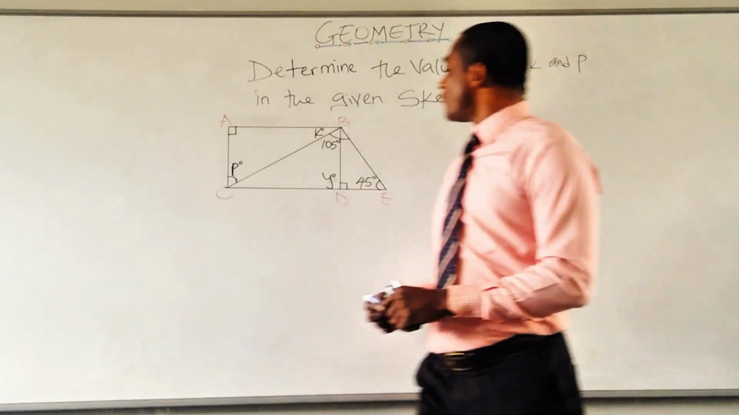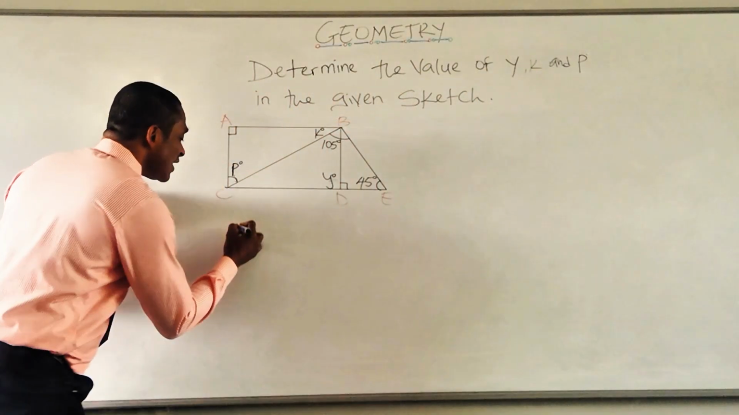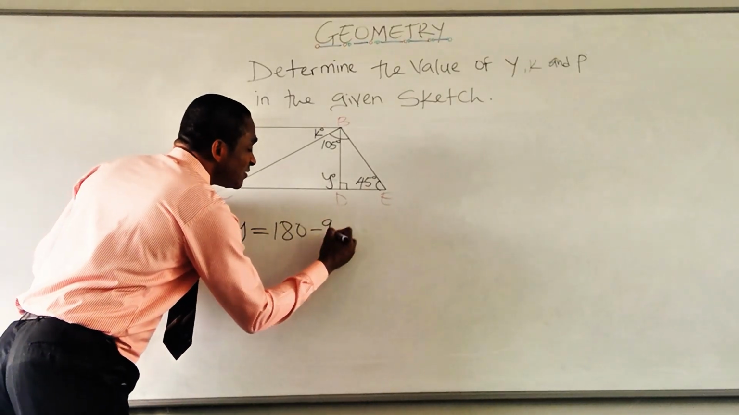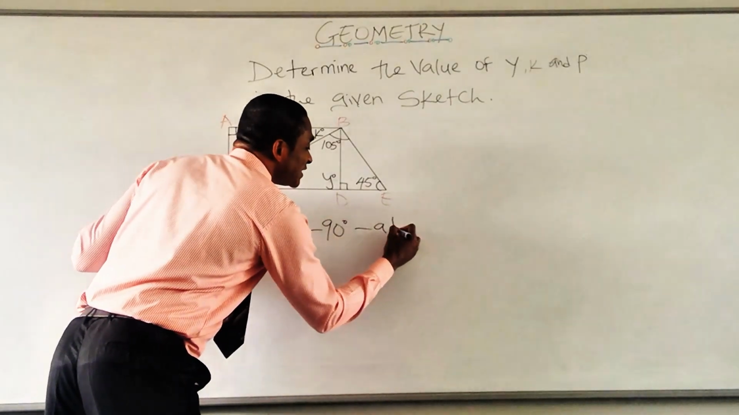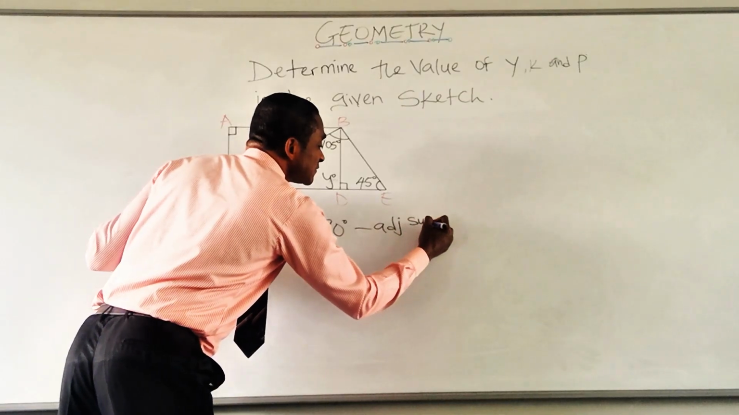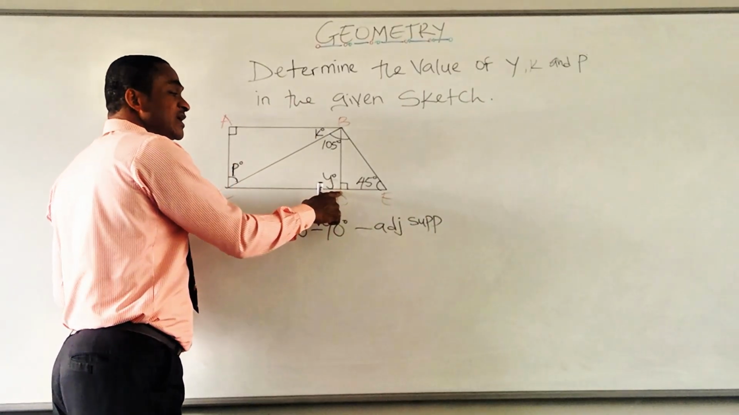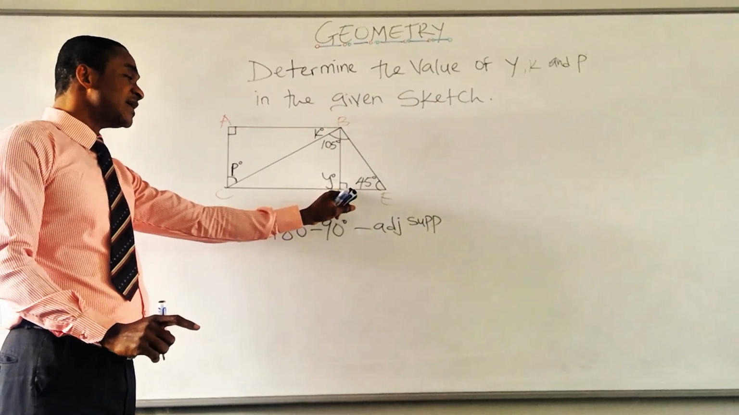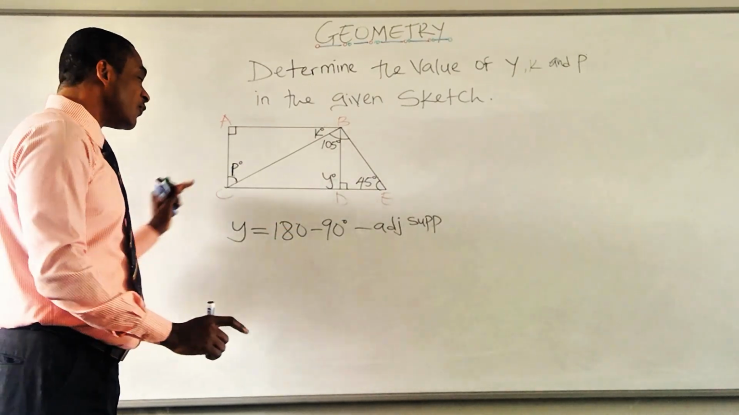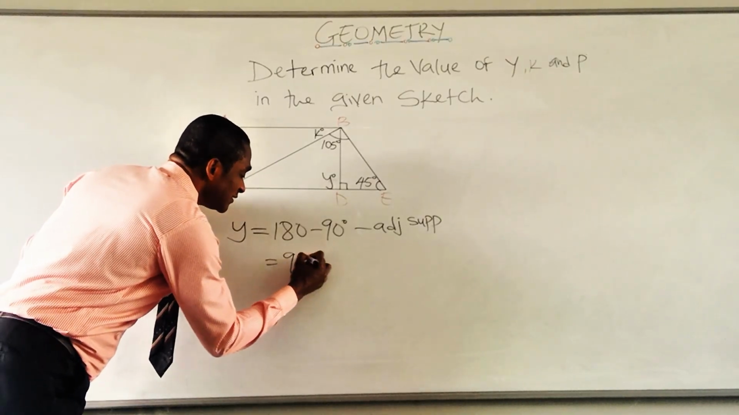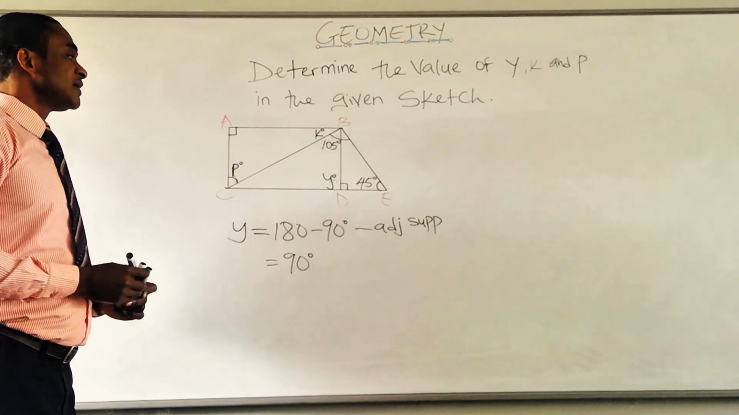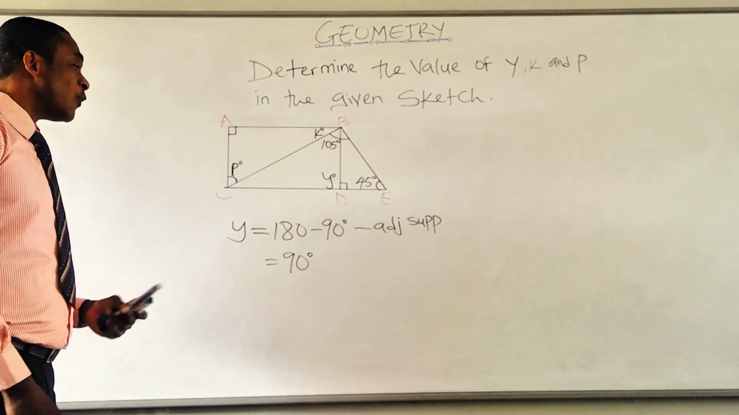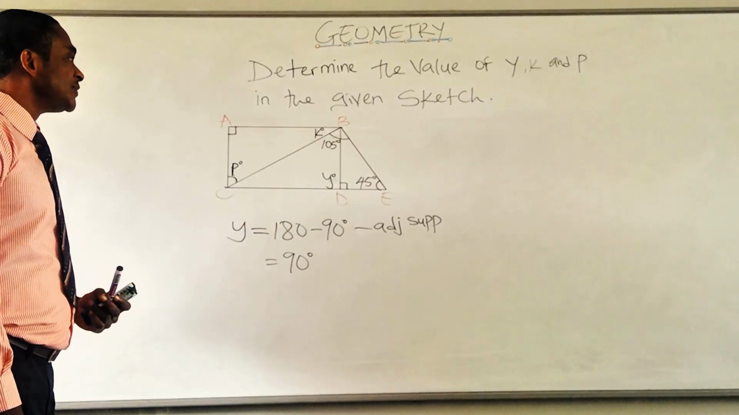Now, the value of y, for what we have here, we can easily get. We can say y is 180 minus 90 degrees, and our reason is adjacent supplements: angles at a point on a straight line are equal to 180. So if this is 90 degrees, then y is 90 degrees. Now what do we do next?